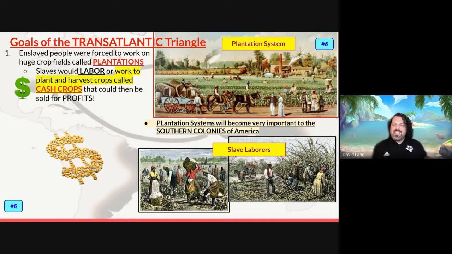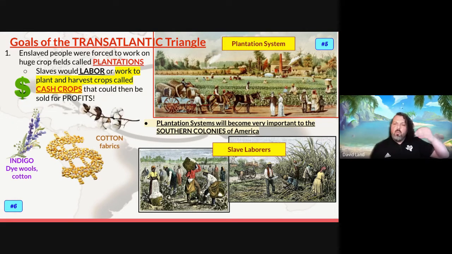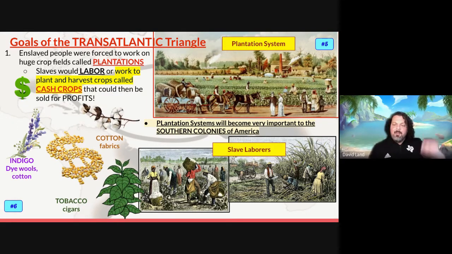So again, we see the theme of money, wealth, economics, because those crops are going to make Europeans rich. And those Europeans are going to increase that slavery in the New World. There are some examples like tobacco for cigars, or cotton that was used for fabrics to create clothing. Indigo is another really great one that was used to make wools and cottons colored.